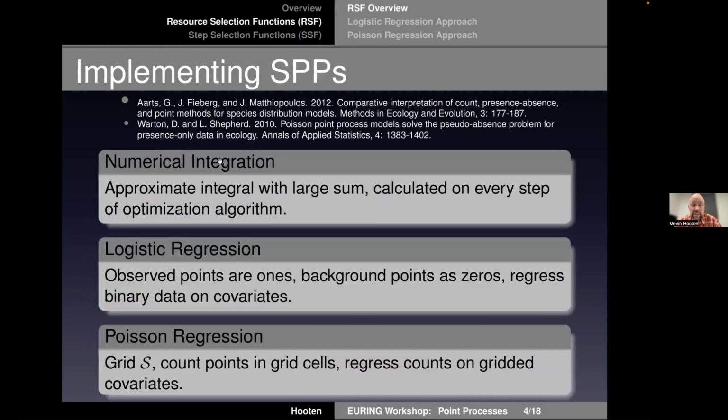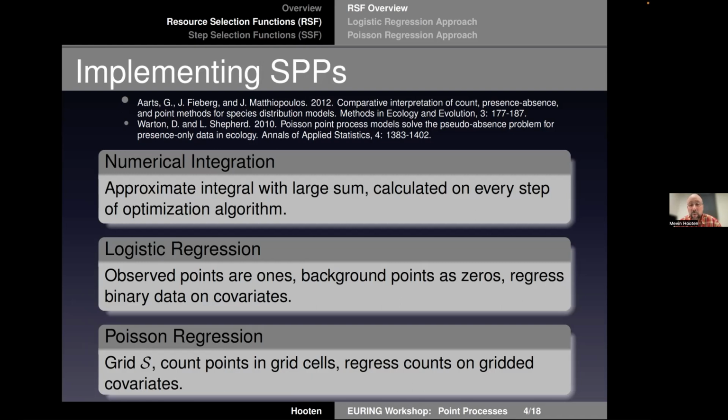So how does it work? Well, like I said, you could numerically do this integration, which is not too bad usually, but maybe not always intuitive, and it requires some custom code. Or you could use one of these two approaches, either Poisson regression or logistic regression. In the logistic regression case, you would take a set of background points from the spatial domain of interest. You'd call those things zeros, and then you'd call the positions where you observe the individual ones, and then you trick an algorithm into fitting a logistic regression to those zeros and ones.